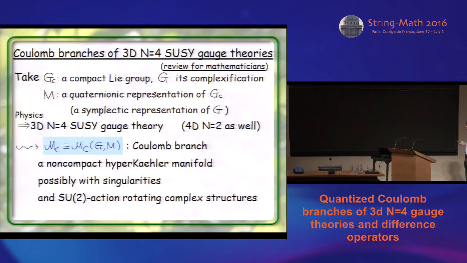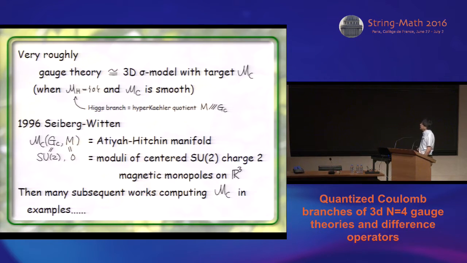Physicists also associate a Coulomb branch to the gauge theory. So this is a non-compact hyperkähler manifold, possibly with singularities, and an SU(2) action rotating the complex structures. So a hyperkähler manifold has complex structures I, J, K forming a two-sphere, and SU(2) acts on this two-sphere. Then, as far as I understand, this Coulomb branch arises in this way.